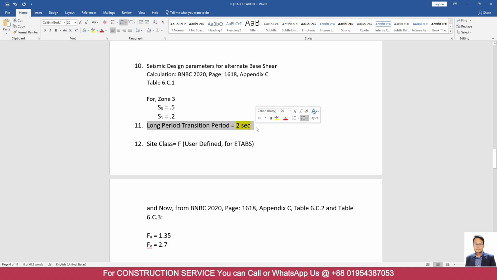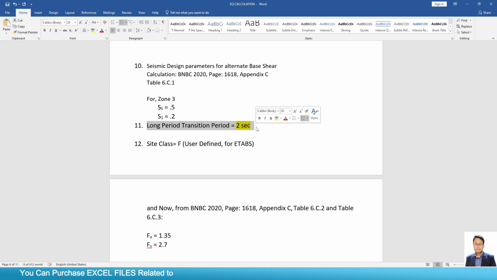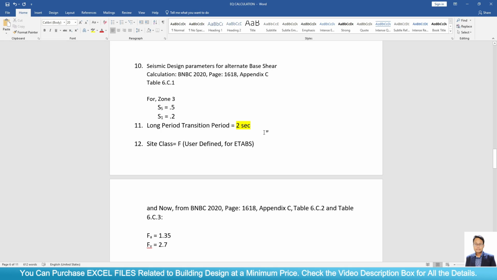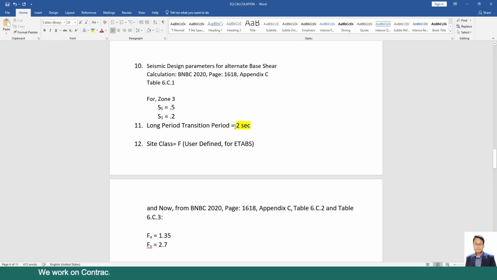If you are directly designing this structure for USA, you will see that in the ACI code they have separate values of long period transition period for separate zones. But in our country, that means in Bangladesh, for all structures we have to consider long period transition period equals 2 seconds. Again, I am mentioning, if you are designing this structure for USA, in that case you have to check the long period transition period value with the ACI code.